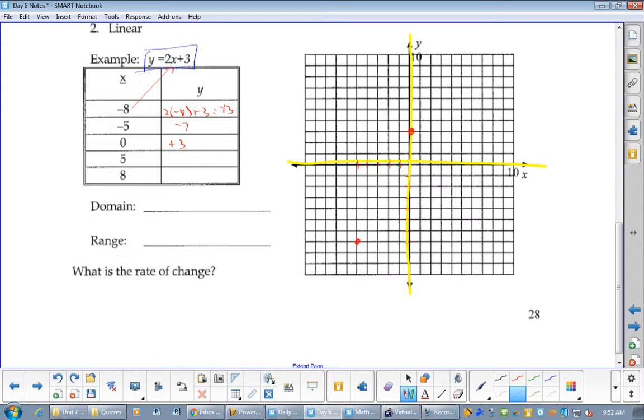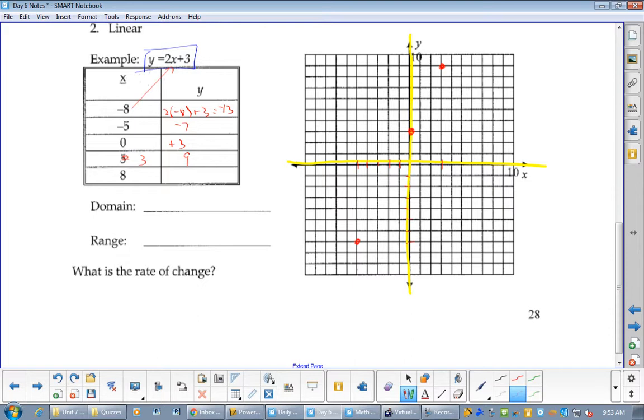Now how many points do you need to make a line? 2. But you know what I would recommend? Do 3 to make sure, because if that second point's wrong, you're going to draw your line wrong. But if you do 3 and they all line up nicely, then you know you did the other points right. So let's do 5. 2 times 5 plus 3 is 13. So we got 5 comma 13, which again is not on here either. Why don't we put our own point in here? Let's do 3. If I put in 3, I would get 9. So 3, 9. Okay, so you see how they're nicely in a line.